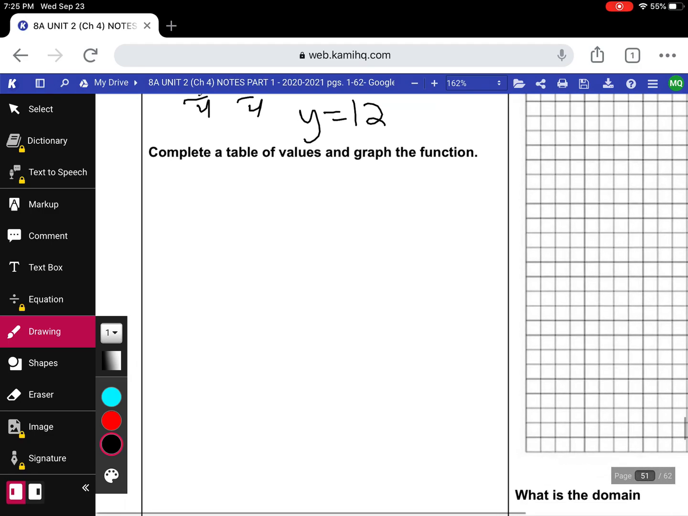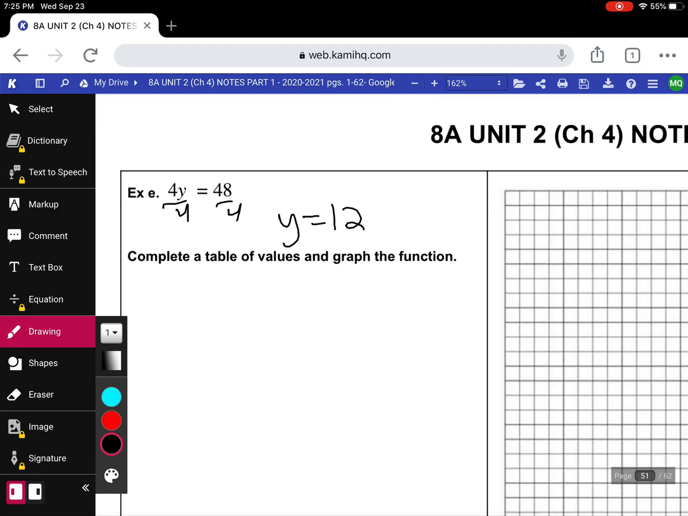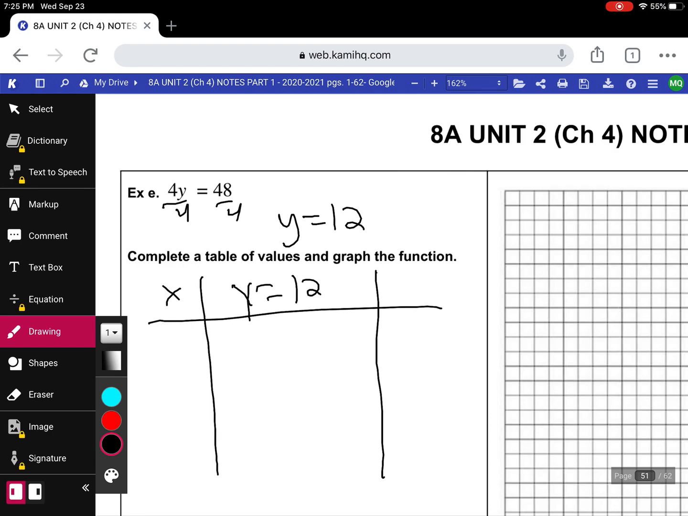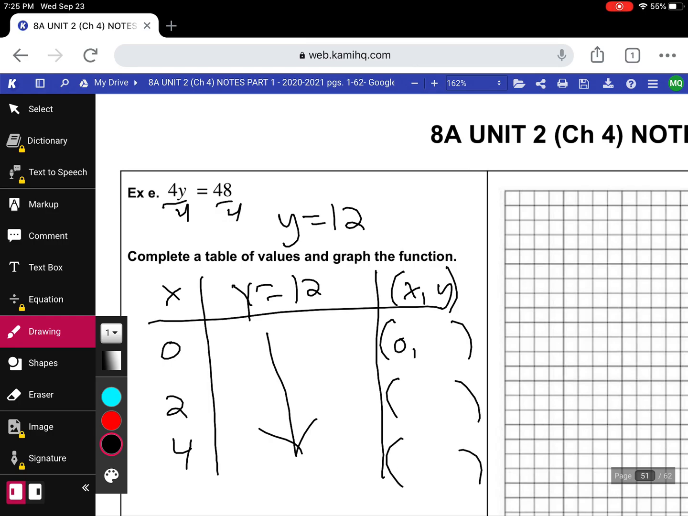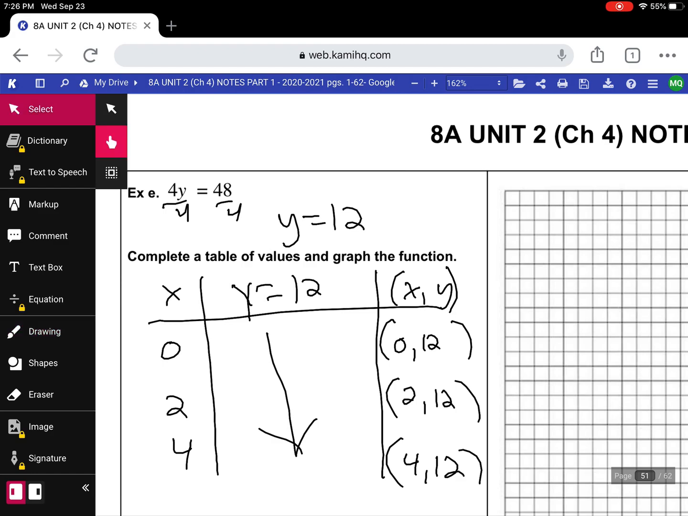And I hope you can remember, what does it say here? Complete the table of values and graph the function. We do not have a restricted domain, okay? And I hope you remember your horizontal and vertical lines. No matter what your x value is, your y is always 12. So you can pick anything you want, 0, 2, 4. There's no restricted domain. x can be anything. So we've got 0, 12, 2, 12, 4, 12, etc. You could pick a negative 100 and your y value is still 12.